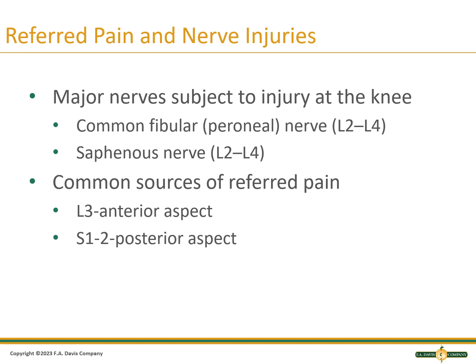Referred pain and nerve injuries for the knee. Our major nerves that are subject to injury of the knee are going to be our common fibular or peroneal nerve, as it branches off from the sciatic nerve and wraps around the fibular head. It can be subject to compressive forces, especially if there's been any kind of casting, and so the common fibular nerve can be involved there. And the saphenous nerve can also be implicated at the knee.